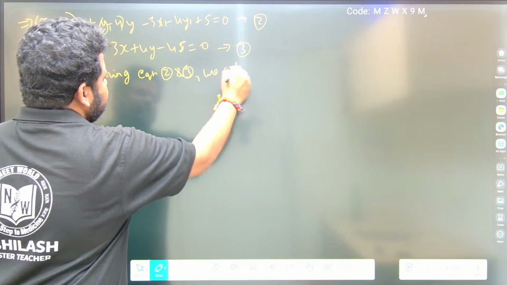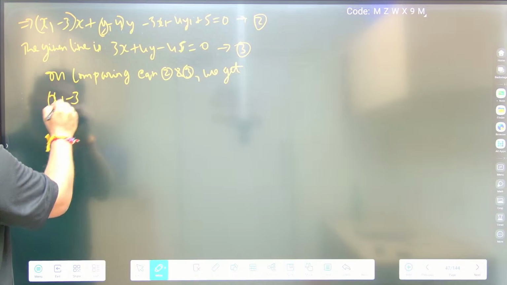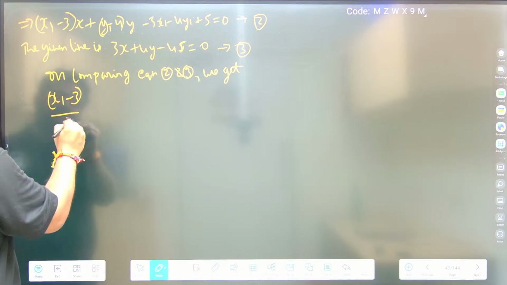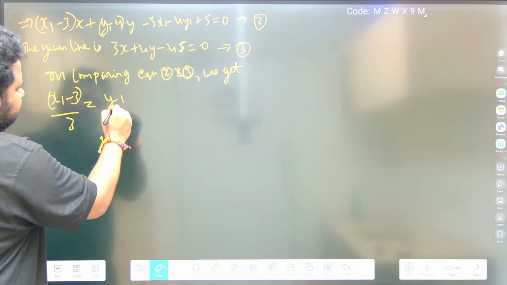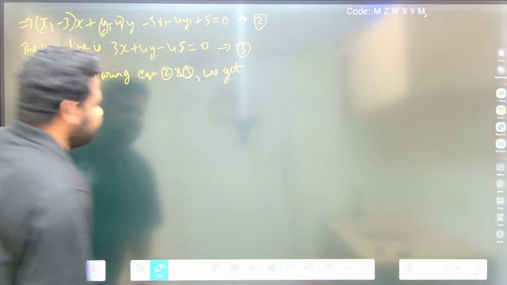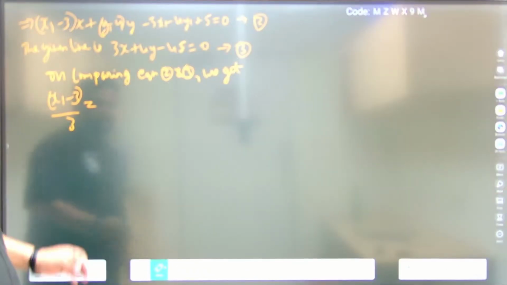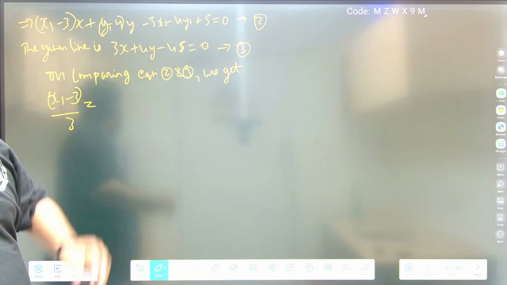First we will write coefficients of this one. x1 minus 3 is the coefficient of x, and here the coefficient of x is 3. Then y1 minus 4. Observe here, very important step this is. We will equate the coefficients, or we will take the ratio of the coefficients of equation 2 and 3.